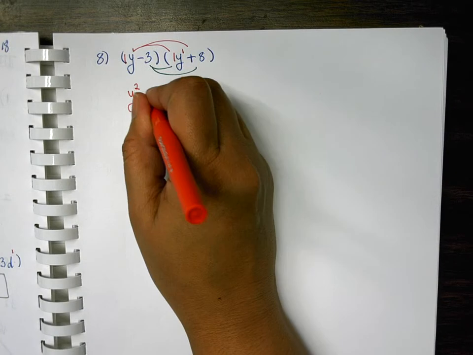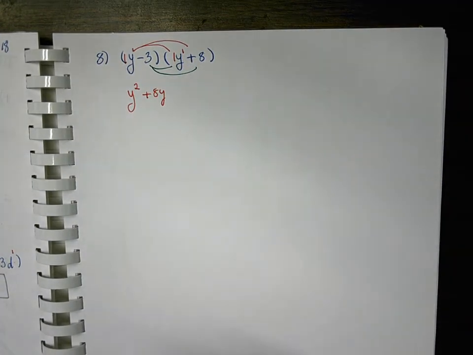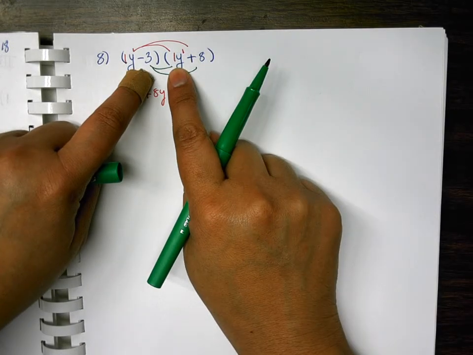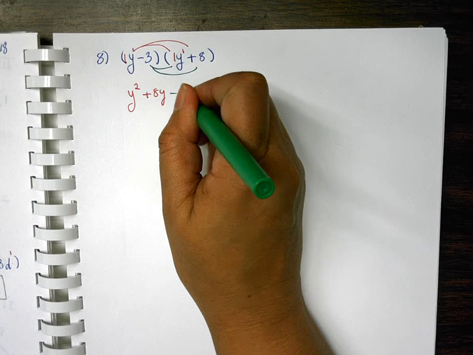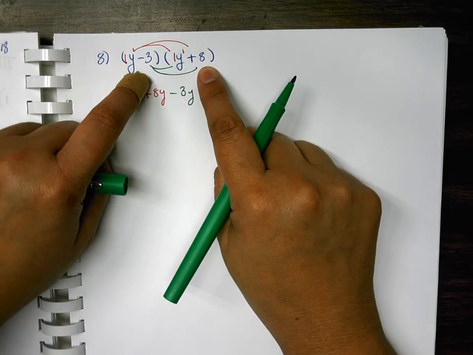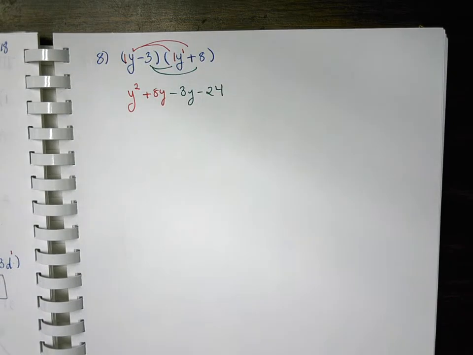Okay, now I'm here. So this is positive what? 8y. And now I'm going to change colors to my second piece. Negative 3 times positive 1y is plus 3y or minus 3y? Minus 3y. And then negative 3 times positive 8 is minus 24.